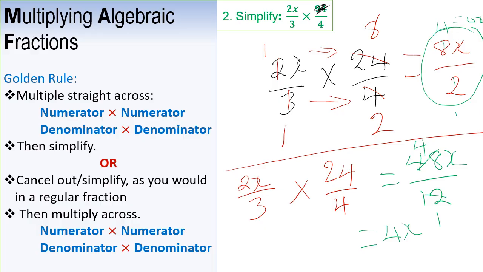I want you guys to take note of this. If when you go into your exam, you're doing your CSEC exam, and you're given a question like this to simplify, if you stop at 8x over 2, you will get some marks, but you will not get full marks for it. You need to simplify it to the point where there is nothing more to simplify. So bear that in mind.